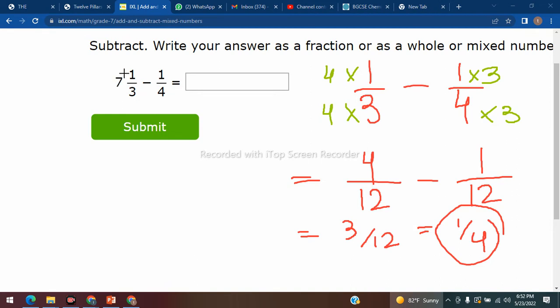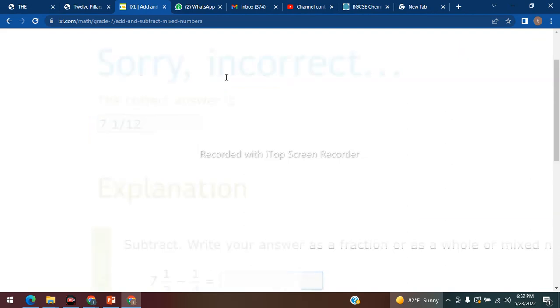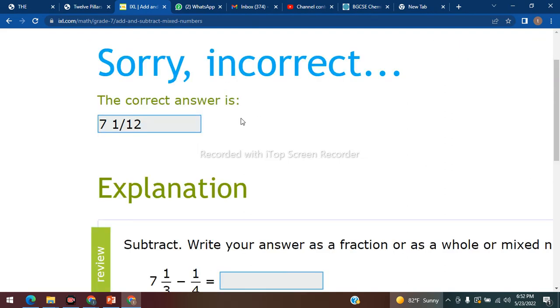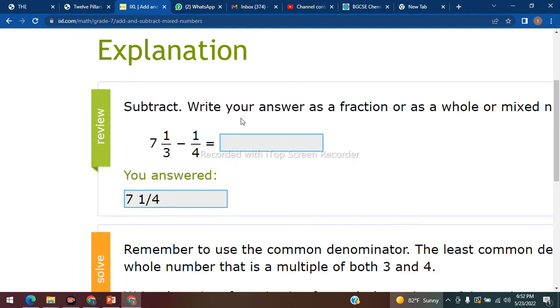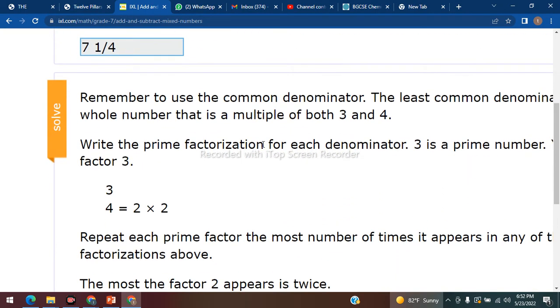And then we're just going to keep the 7. So it's going to be 7, because this is like 0 here. So 7 minus 0 is still 7. So we have 7 and 1 over 4 as our answer, I believe. Let's see. 7 and 1 over 4. You took a screenshot of that? So I put 7 and 1 over 4. So they say no. So I guess we have to use a different way. Alright.